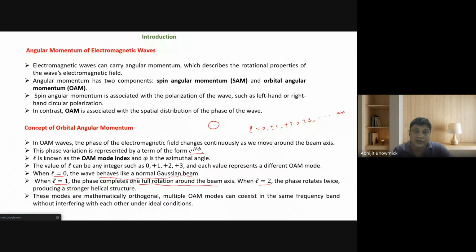These modes, whether l is 0, 1, minus 1, plus 2, minus 2, are all orthogonal to each other. That is the beauty of this technique. These modes are mathematically orthogonal. Multiple modes can exist in the same frequency band without interfering with each other under ideal conditions. That is the beauty of this technique.